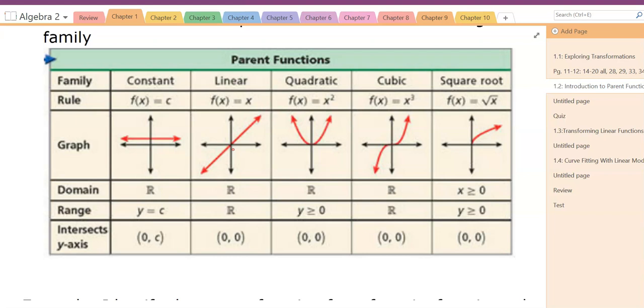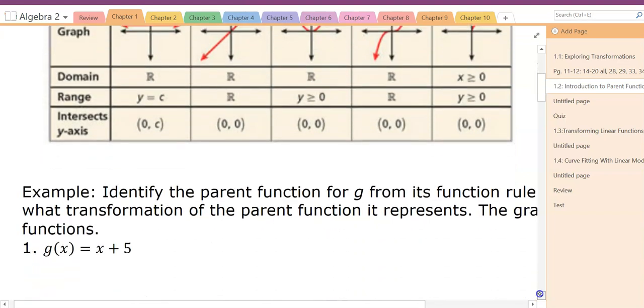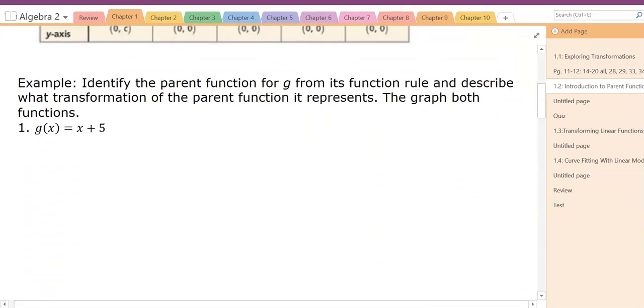Okay, so it should still have the same shape and same features. It's just maybe going to be in a different spot on the graph. So what we're going to do is look at some examples, and they're going to ask us to first state what happened to the graph, so what changed, what caused the parent function to be moved, or what's the transformation that's occurring. And then we're going to graph both the parent function and the new graph.